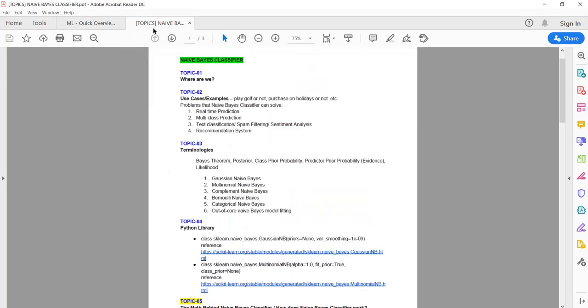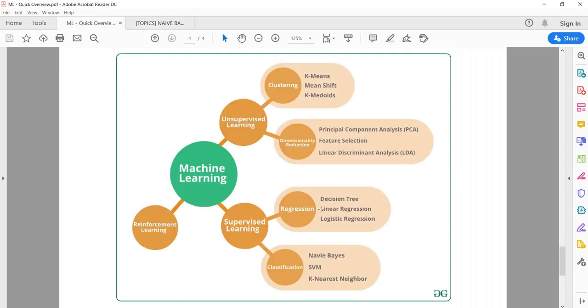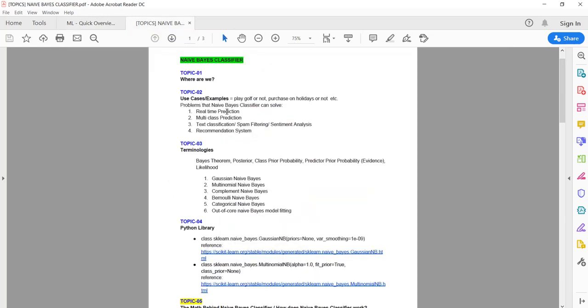So before going deep dive into the topics, let's quickly go through what topics we are going to cover in this session. The very first topic was where we are. So right now I have shown you here we are, and then topic two: use cases and problems that Naive Bayes classifier can solve, like real-time prediction, multi-class prediction, text classification, spam filtering, sentiment analysis, recommendation system, and there are a lot of many use cases of this particular classifier.